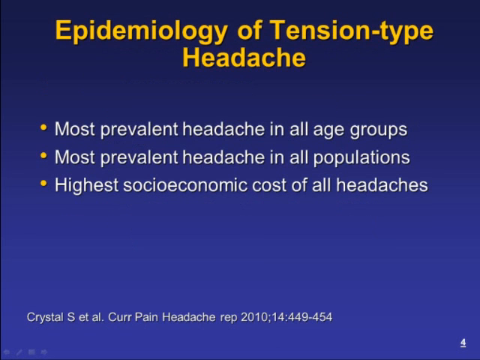Next slide. This is the most prevalent headache in all age groups. This is the most prevalent headache in all populations worldwide, and it has the highest impact worldwide because of its large numbers. So although typically people think of migraine as a more disabling headache, and it often is, due to the fact that so many people suffer from tension type headache, we see a greater overall cost to society, work days lost, school days lost, other impact measures from tension type headache. Next slide.